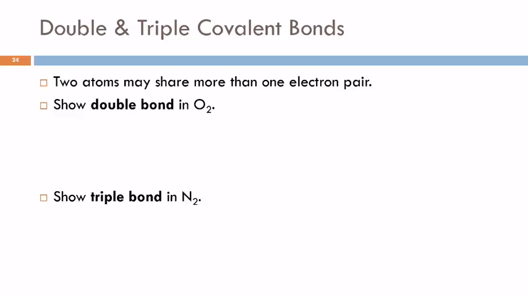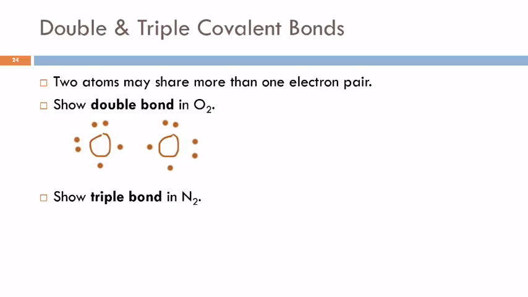So those were single bonds. A single bond is where a single pair of electrons is shared. We can also have double and triple bonds. So let's look at what happens with oxygen, molecular oxygen. Each oxygen has 6 valence electrons, right? So let's draw an oxygen here and an oxygen here. And this one has 6 valence electrons, and this one has 6 valence electrons.